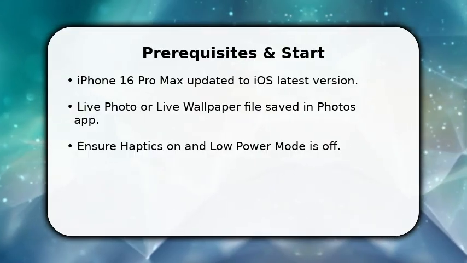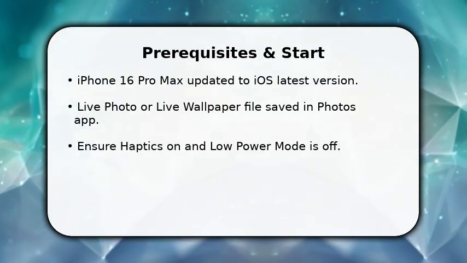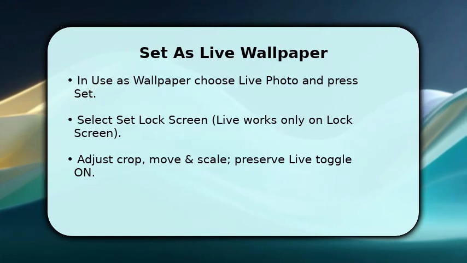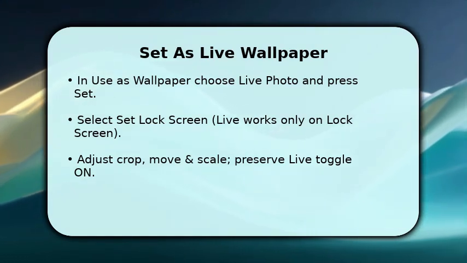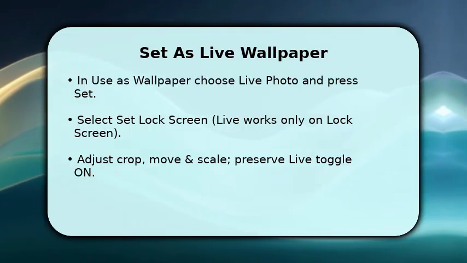You're starting the setup now. This ensures the system treats the image as a live photo, not a still. Make sure to preview the motion before applying. Once done in Photos and Use as Wallpaper, select Live Photo Mode explicitly. Live must be highlighted. Then tap Set and choose Set Lock Screen.